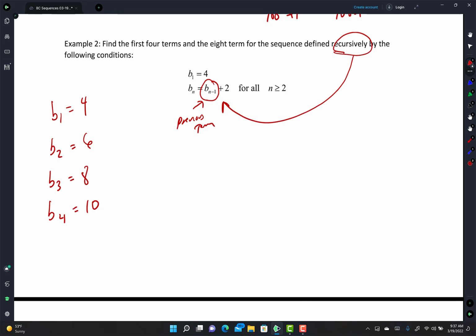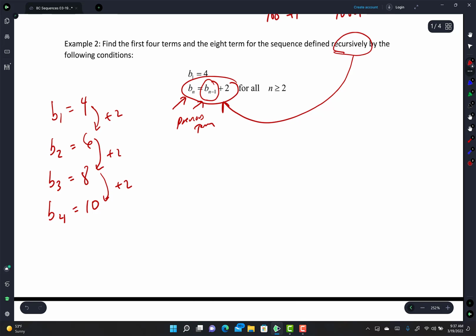That's it. By the way, I just kept doing this: the last term plus 2. So my last term was 4 and I went plus 2. Now to get my third one, my last term was 6 and I go plus 2. My last term was 8 and I go plus 2, because that's what this tells me. Does that make sense? Perfect.